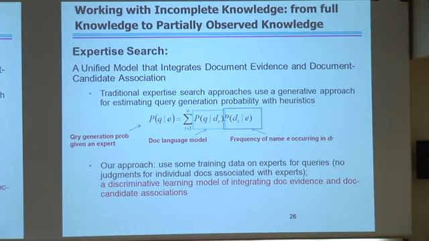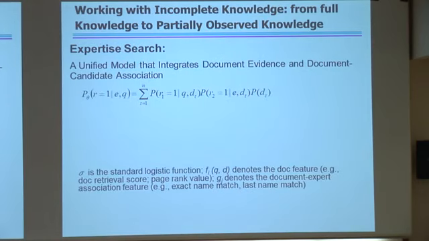This actually provides a pretty strong baseline with careful engineering and tuning. However, again, the issue is that this is a generative model. It has to follow these kinds of generation assumptions, like multinomial distribution assumptions, and so on and so forth. And it's not easy to incorporate different types of features into this framework. And our approach is that we designed a discriminative model for integrating the document evidence and the document author or document candidate association into a unified framework.